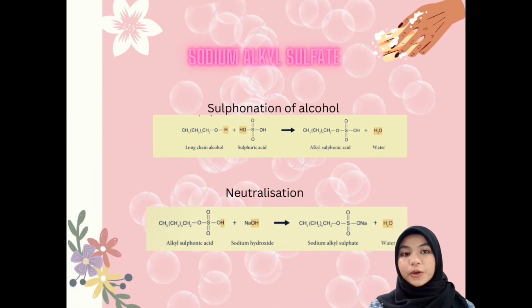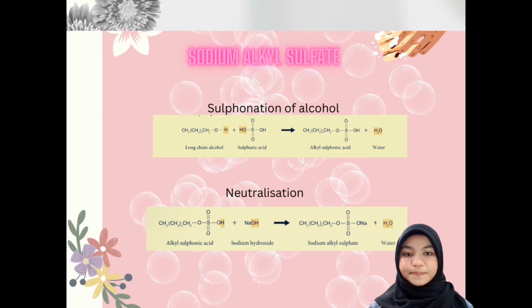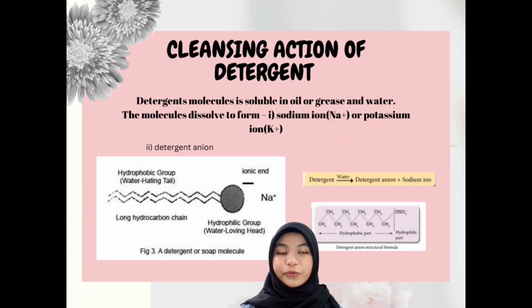Next, for sodium alkyl sulfate, the process is sulfonation of alcohol. Long-chain alcohol reacts with sulfuric acid to produce alkyl sulfonic acid and water. For the neutralization, alkyl sulfonic acid will react with sodium hydroxide to produce sodium alkyl sulfate and water.